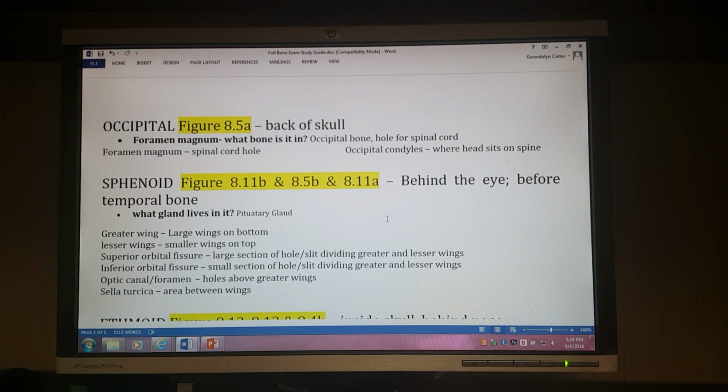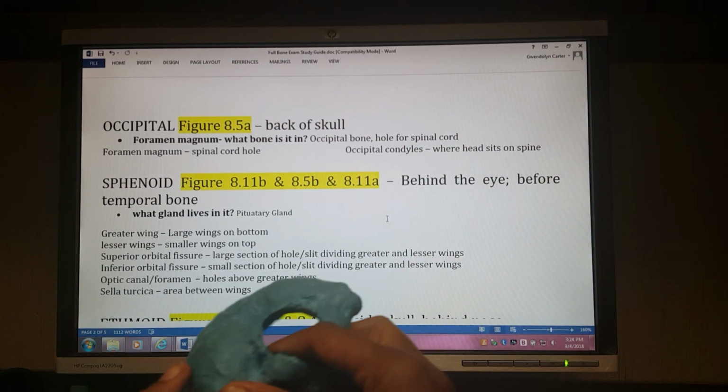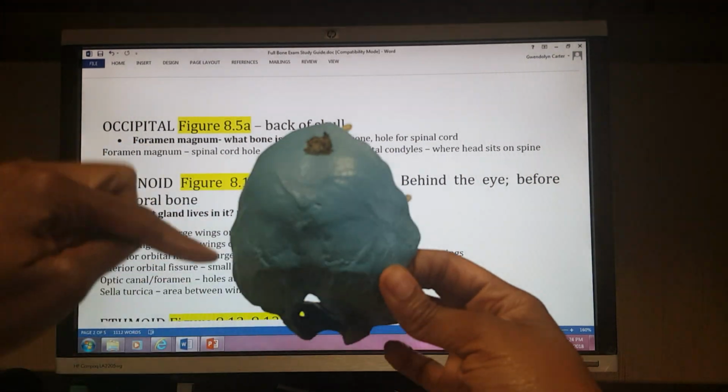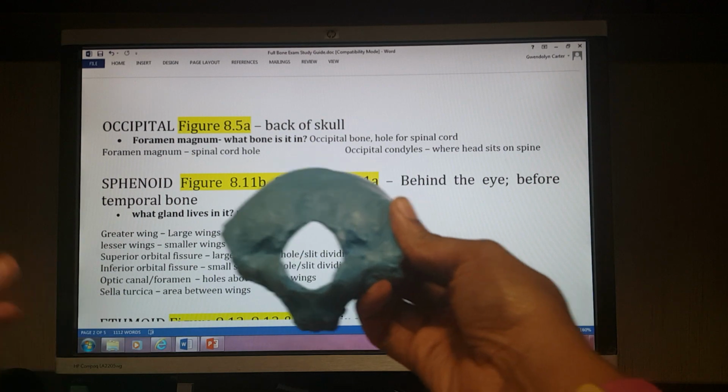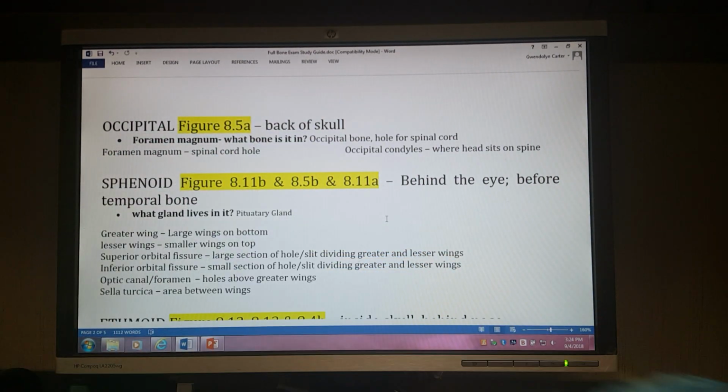To show you the occipital bone just by itself, here's our lambdoid suture, foramen magnum, and occipital condyles, separated by itself.